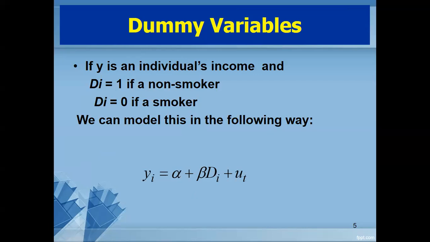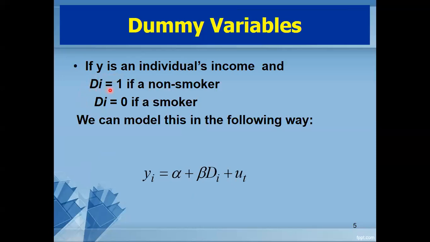So I have written down the regression equation. This y variable is the dependent variable which indicates individual's income, and this alpha indicates the intercept term. And then this D indicates the dummy variable, and this is how we have defined the dummy variable.